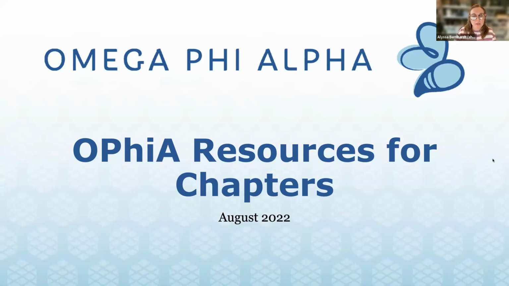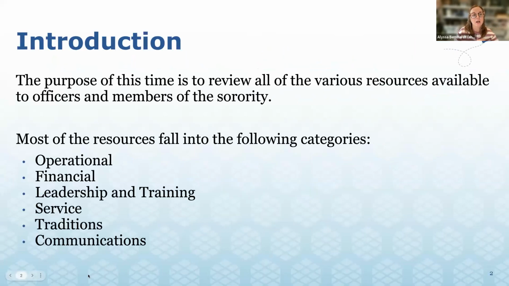For the next little bit, we are going to talk about resources that Omega Phi Alpha has available for chapters. During this presentation, we're going to cover a variety of categories of resources like operational, financial, leadership and training, service, traditions, communications. I would just want to give a little caveat that this might not cover every single thing that we do have available to you all, but we wanted to give you a good overview of all the resources that are available and give you some time to ask questions if there's a specific resource that you're looking for, anything like that.